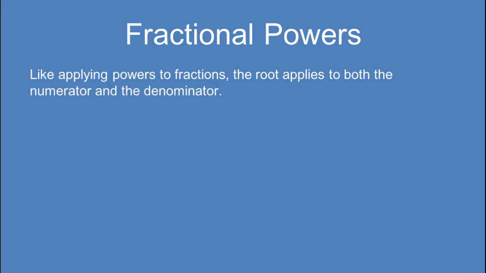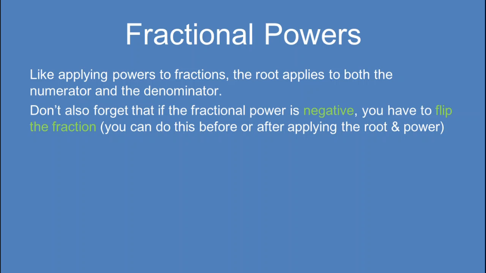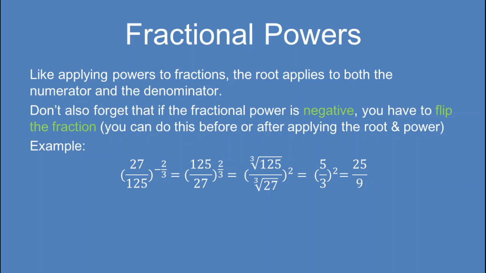Now let's move on to some slightly harder content. Like applying powers to fractions, the root applies to both the numerator and the denominator. Don't also forget that if the fractional power is negative, you have to flip the fraction. Here is an example below. We have 27 over 125, to the power of -2 over 3. First, we can flip the fraction and make the power positive. Then, we take the cube root of the numerator and denominator, ending up with 5 over 3. Finally, we square both of them to end up with 25 over 9.